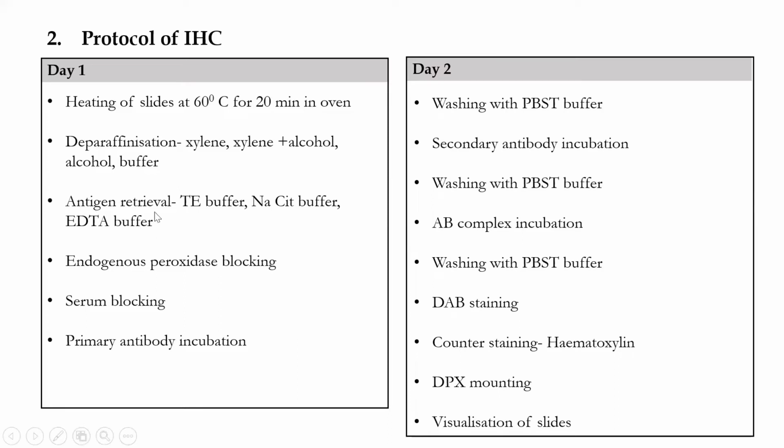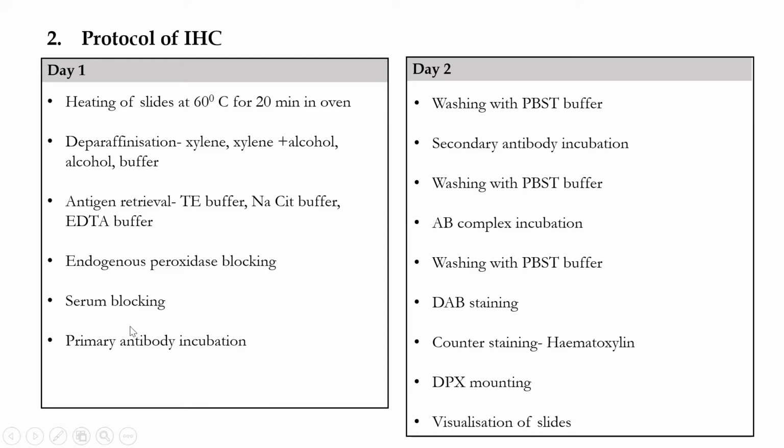Then the most important part of IHC takes place, which is antigen retrieval. It can be done with three buffers: Tris, EDTA, and sodium citrate. What these buffers mainly do is expose your protein of interest to the primary antibody. Heating the slides in these buffers helps to break the cross-linkages formed by formaldehyde, the fixative we used in the initial procedure, so that the protein of your interest is exposed. Then endogenous peroxidase blocking is done. I'll explain what endogenous peroxidase is with the help of a picture in the next slide.